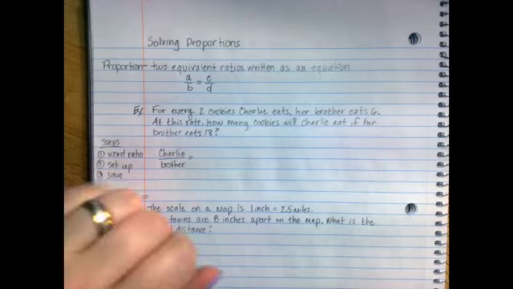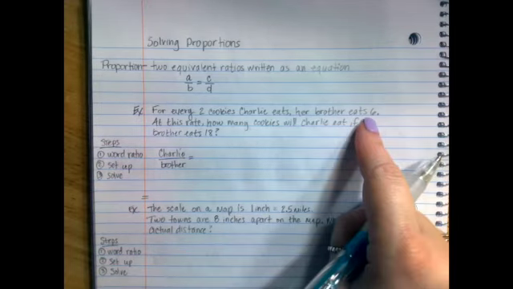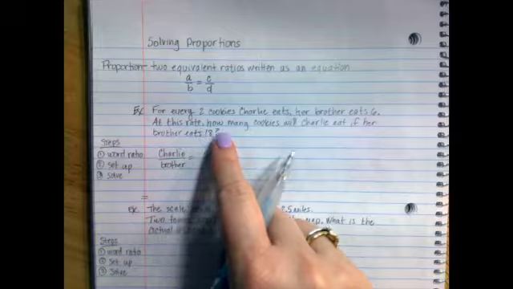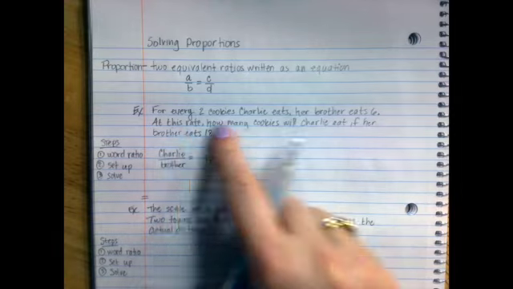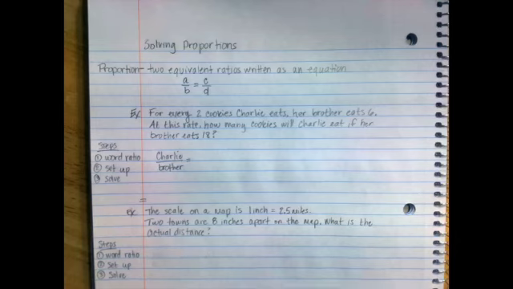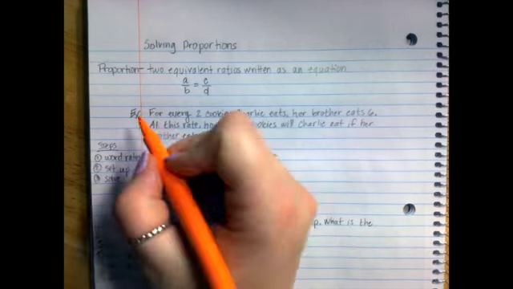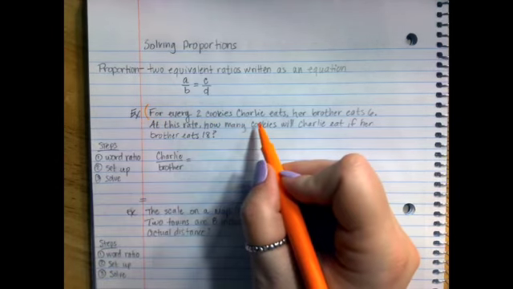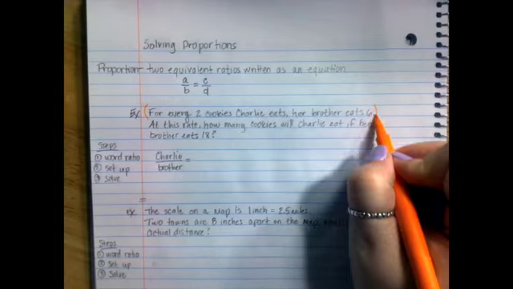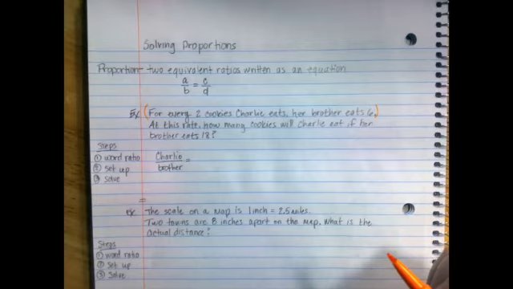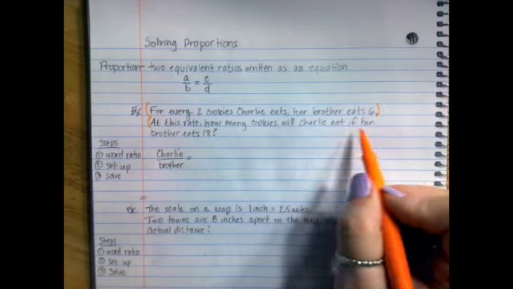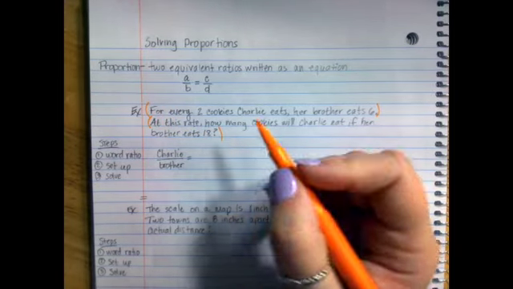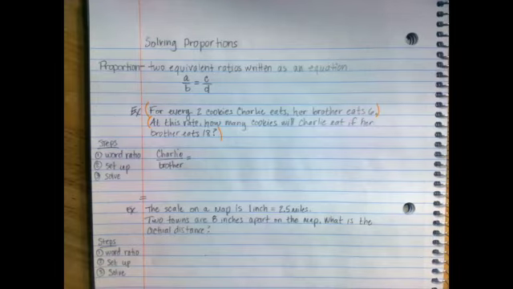For every 2 cookies Charlie eats, her brother eats 6. At this rate, how many cookies will Charlie eat if her brother eats 18? A lot of information in there, so we'll break it down. Okay, so we have for every 2 cookies Charlie eats, her brother eats 6. That's the first ratio. At this rate, how many cookies will Charlie eat if her brother eats 18? That's the second ratio. So we do this in steps.